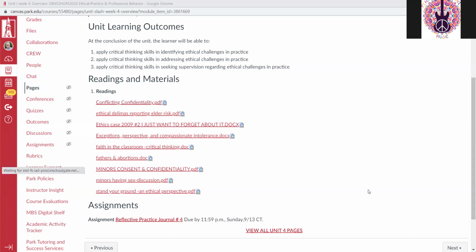I'm going to go to modules. I'm going to come up here to week 4 because that's where we are at. So there's just a series of essays in there I would encourage you to read and think about. They do tend to have somewhat of a similar theme per each week. So let me talk about ethics case number 2.